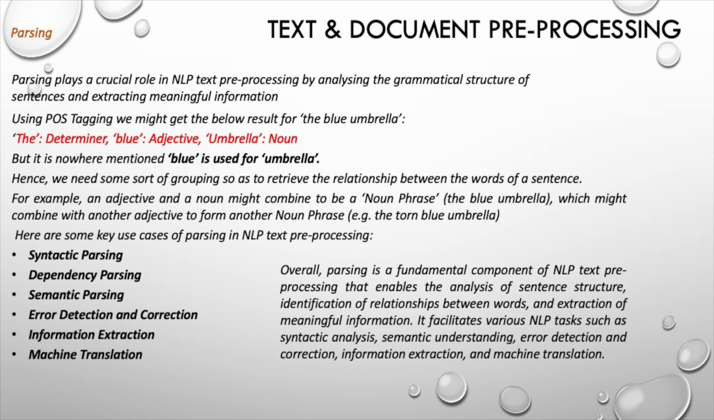Machine translation. Parsing is used in machine translation systems to analyze the syntactic structure of sentences in the source language and generate grammatically correct translations in the target language. Parsing helps in capturing the appropriate word order, sentence structure, and grammatical transformations required for accurate translation.